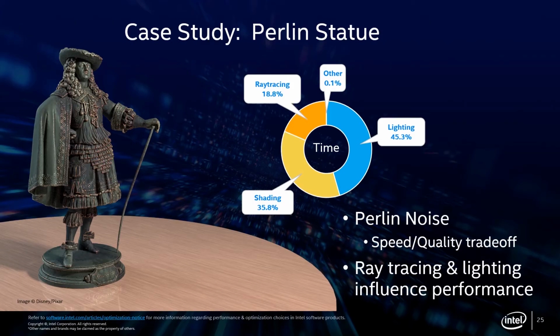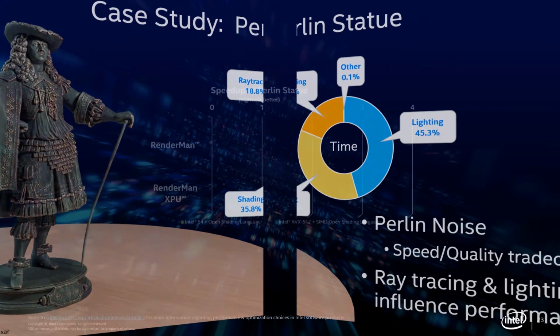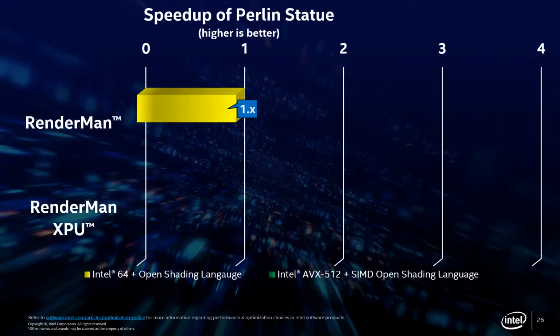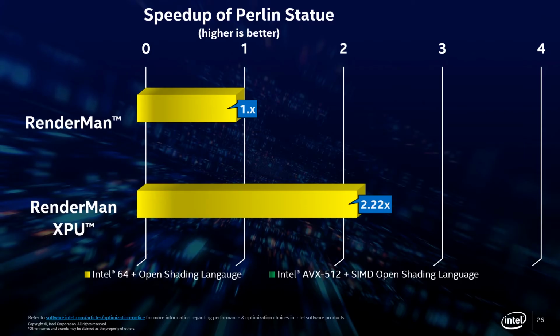Now let's see how XPU's new architecture and optimization handle the Perlin noise statue. Once again, we are comparing speedups to RenderMan RIS targeting the Intel 64 instruction set, and that'll be our performance baseline of 1x. Switching to XPU, we see a great 2.2x speedup thanks to its improved architecture and streamlined data-centric operation. This performance is very promising, but it's not the end of the story.